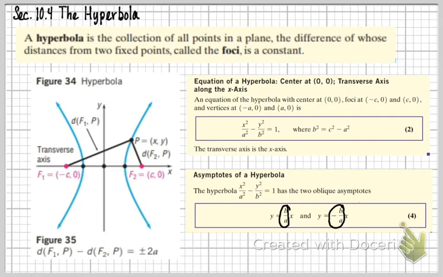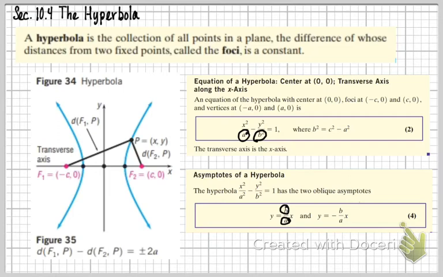So how this works is it's always change in y over change in x. That's the idea here. So when I look at this, notice the b is under the y. So that's going to be on top. And the a is under the x, so that's going to be on the bottom. And that's generally how those work for either hyperbolas.